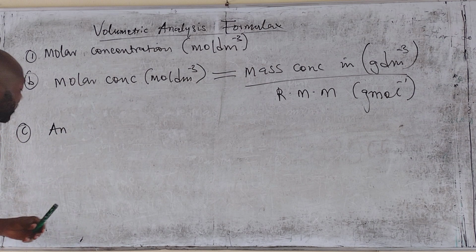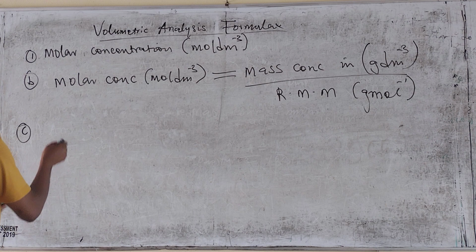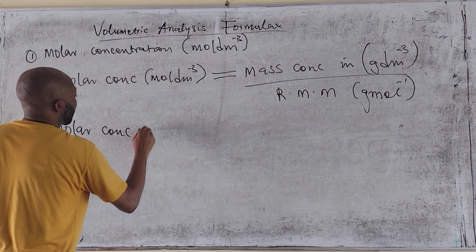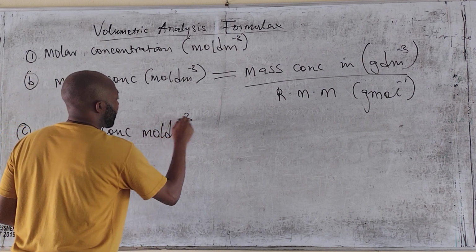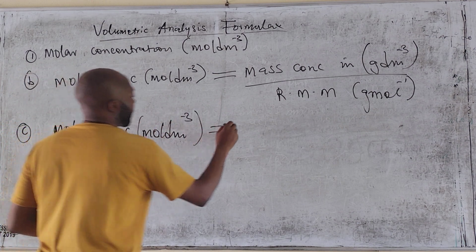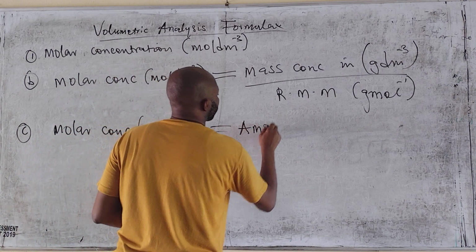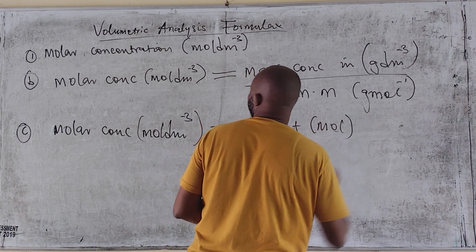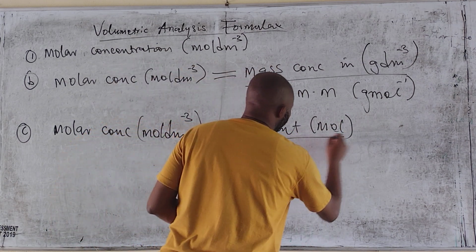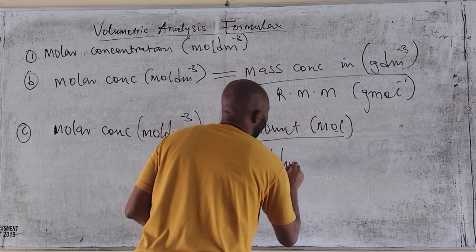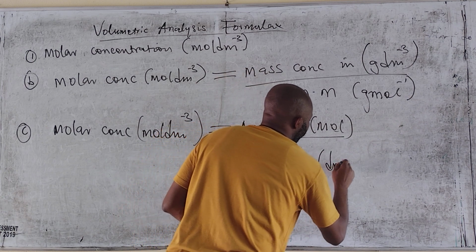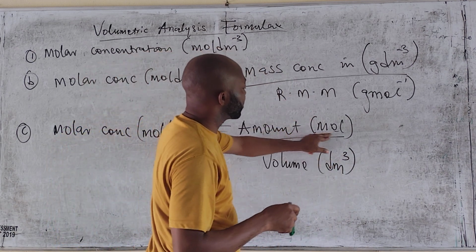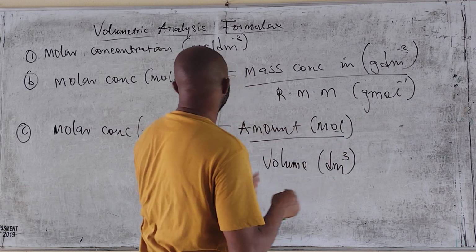Molar conc, amount in mole over volume in dm cube. So here, this divided by this is mole per dm cube, which is the unit for molar conc.